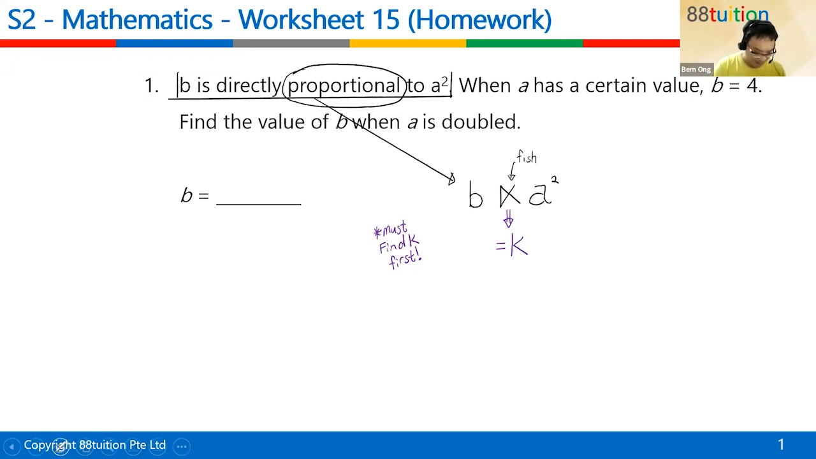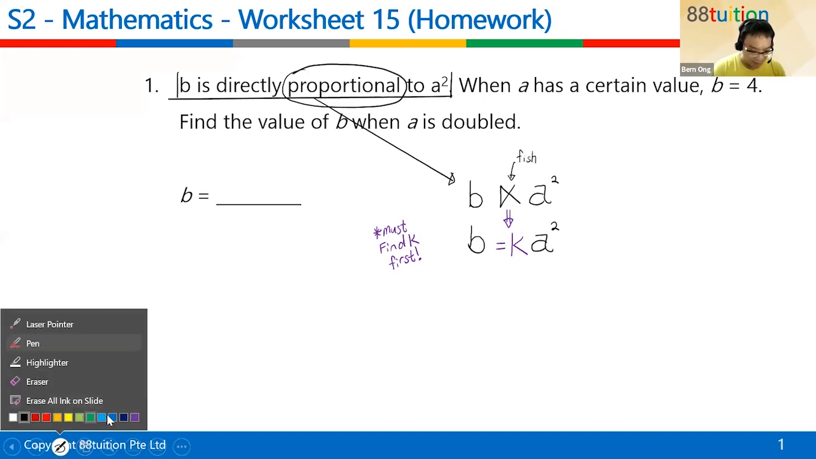Thanks. All right. So moving forward, as you can see, the B, we'll write the B down. The fish, we exchange for equal to K. And the A squared, we write as A squared down here. Is that okay? So usually this type of question, they will give you a pair of information. They will say that A is 2, B is 4, something like that. But this question is difficult. This question is the part 2 of direct and inverse.